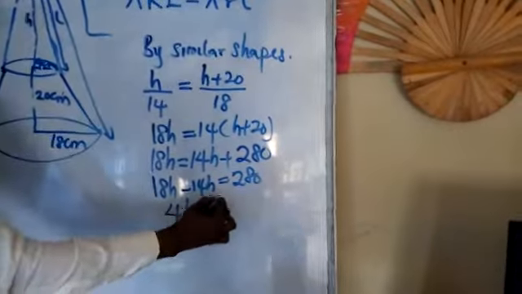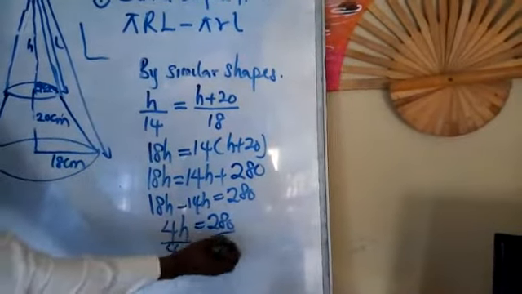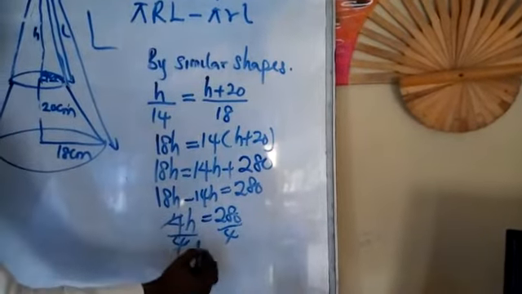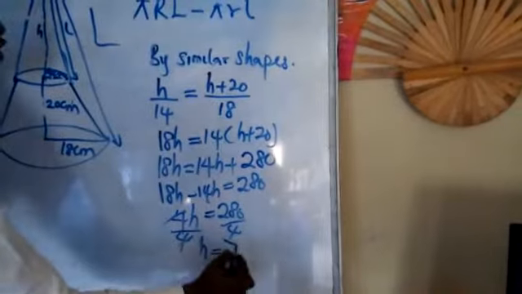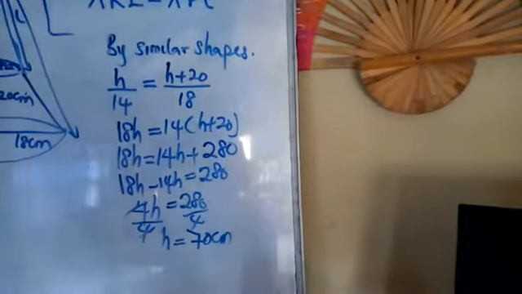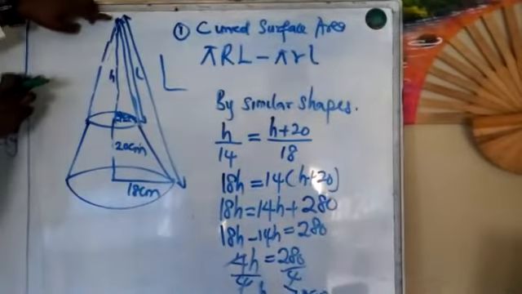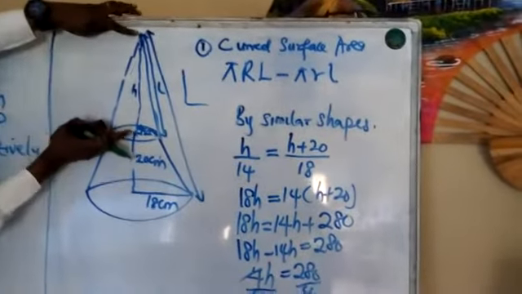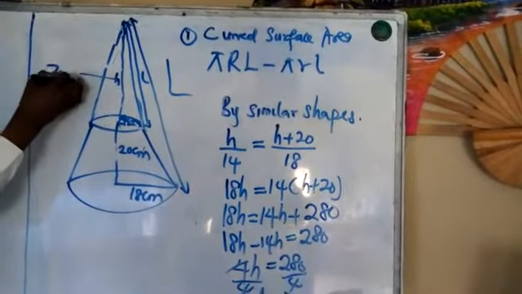So it becomes 4h equals 280. Divide both sides by 4, 4 cancels 4, h becomes what? 280 divided by 4 will give us 70 centimeters. So this 70 centimeters now is the value from the top to this point, this small h. This small h is now 70 centimeters.